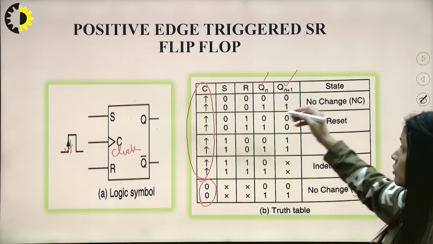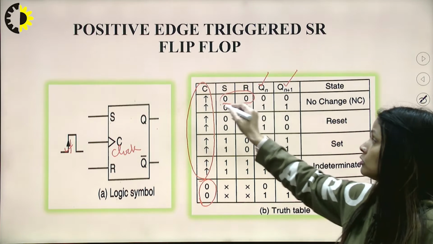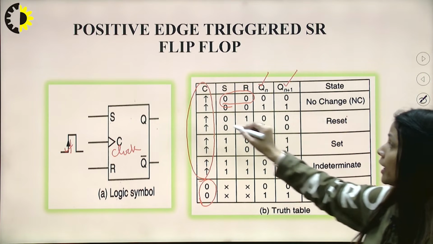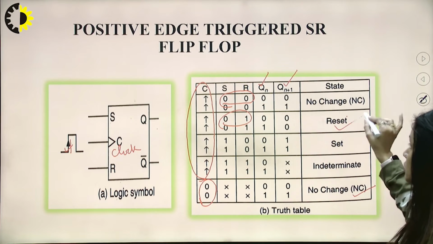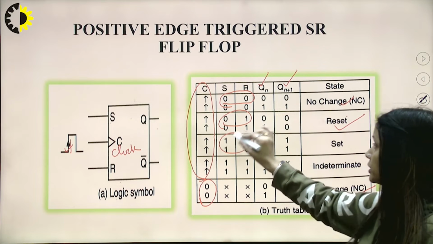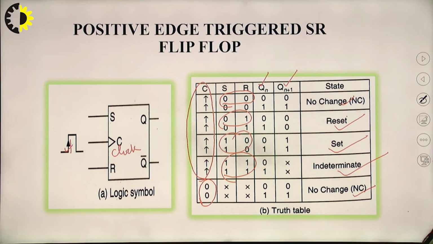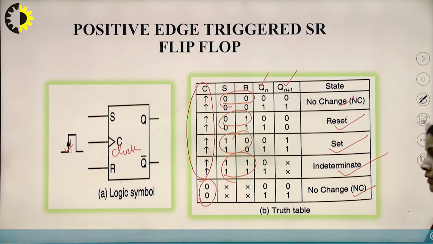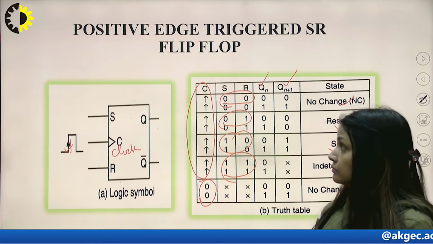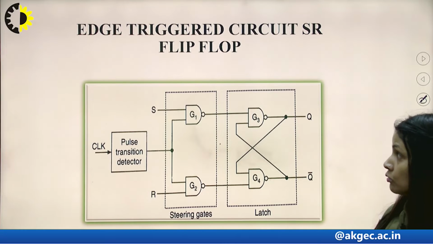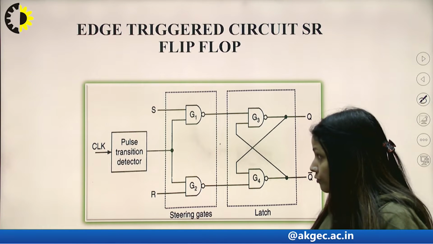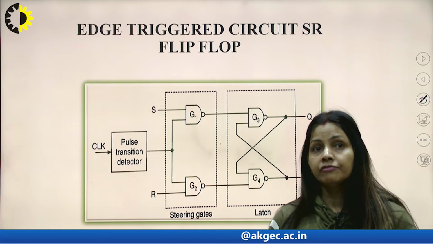Again, for S and R to be 0 0, there would be no change, and for 0 1 it will go to the reset state. For 1 0 it is going to the set state, and for 1 1 it is going to the indeterminate state. So this is how we can represent the flip-flop.